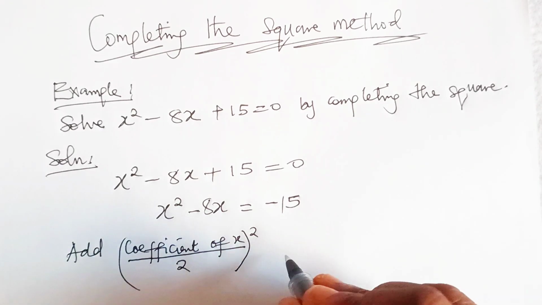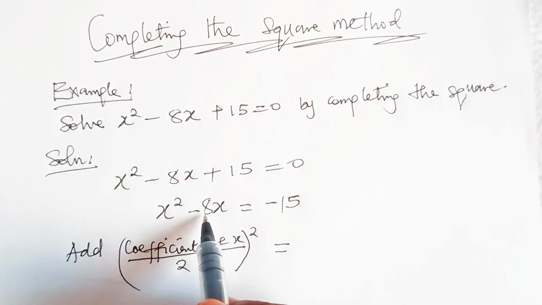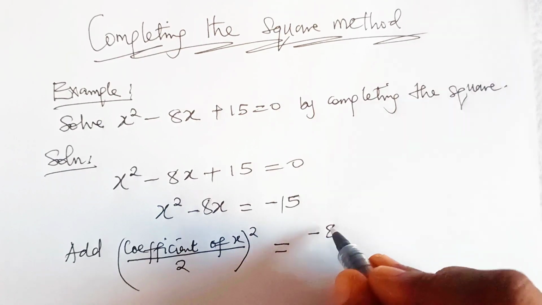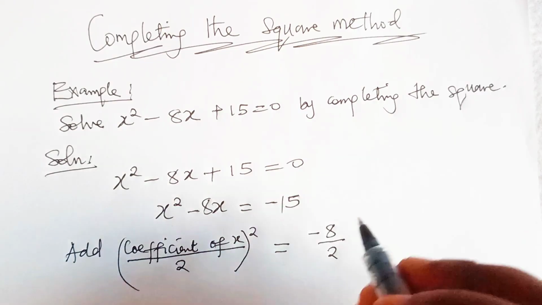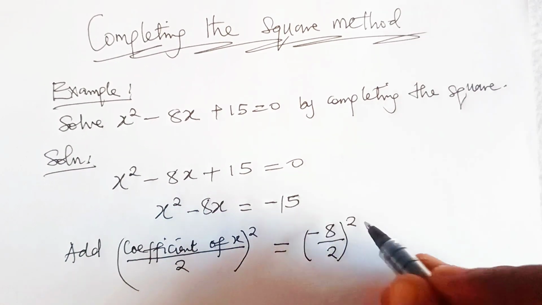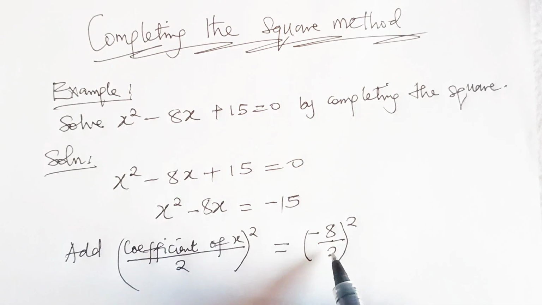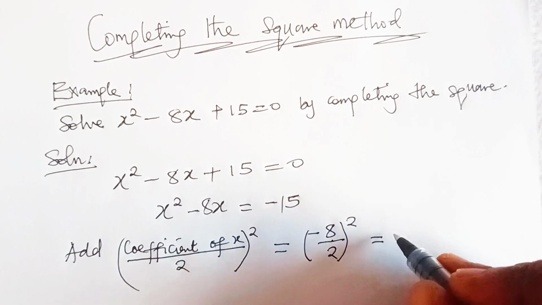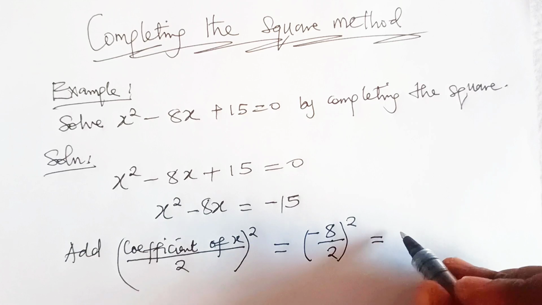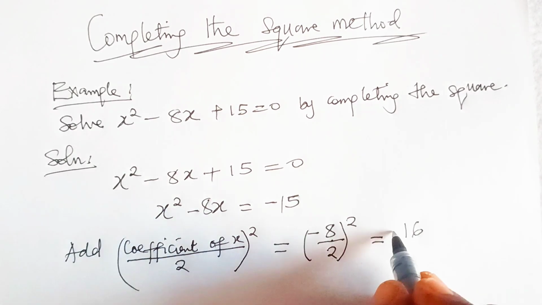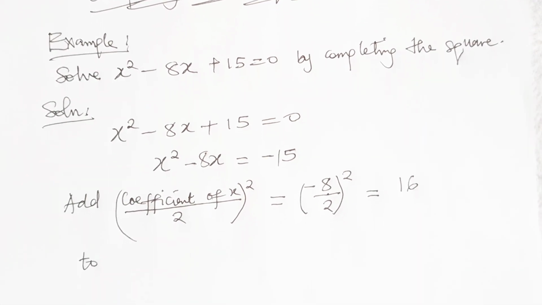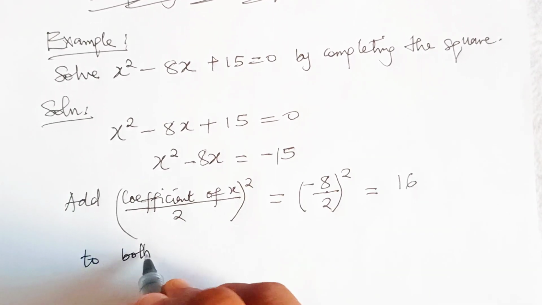So if I do that, the coefficient of x is minus 8, divided by 2, then square it. Minus 8 divided by 2 is equal to minus 4. Minus 4 squared gives me 16. So I'm going to add 16 to both sides of the equation.